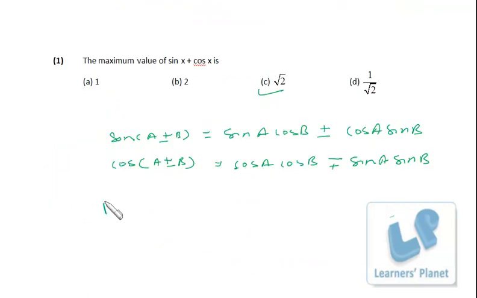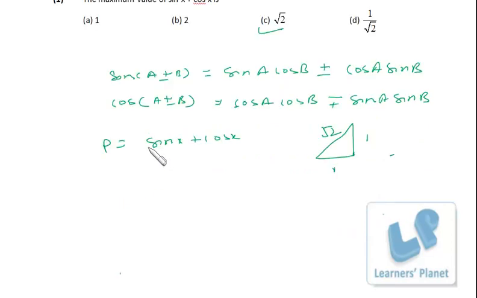now the other thing is, suppose p is equal to sin x plus cos x. Here the coefficients are 1 and 1. So I take a triangle with sides 1 and 1. Then if this is 1, this is 1, this is definitely root 2. Okay, so now I multiply and divide this expression by root 2. So here 1 upon root 2 sin x plus 1 upon root 2 cos x.